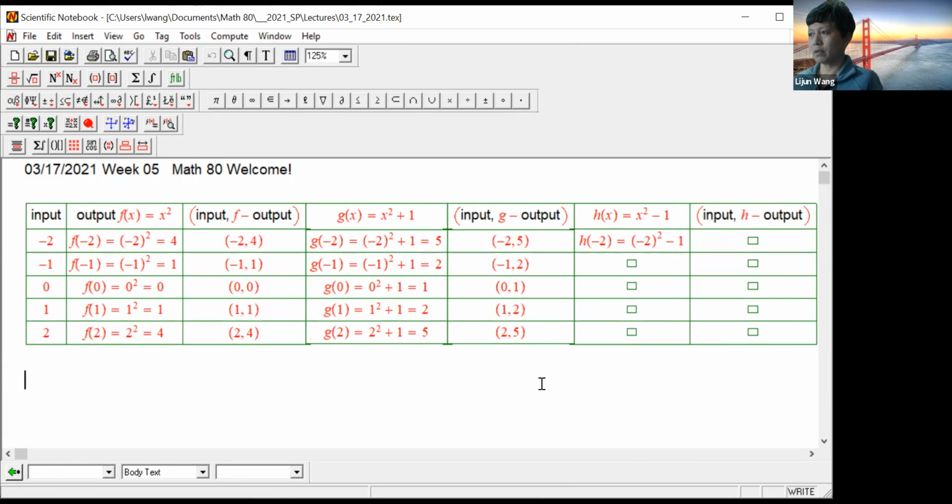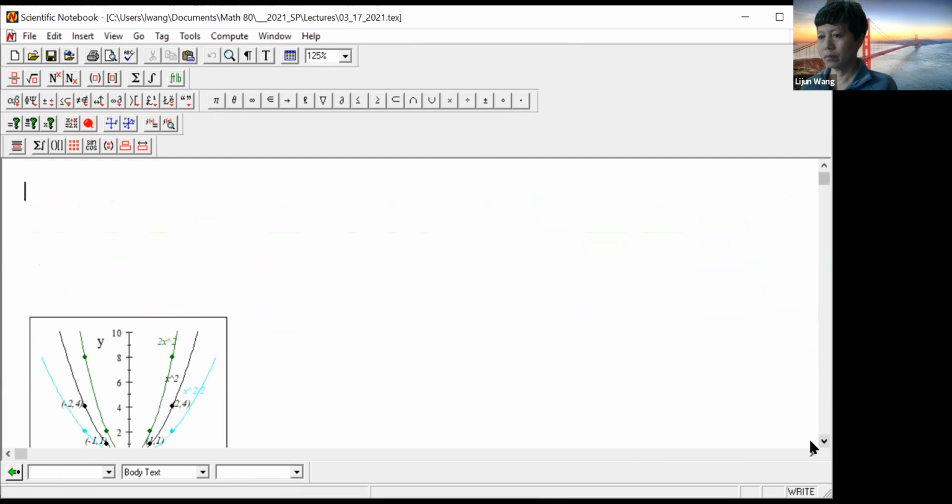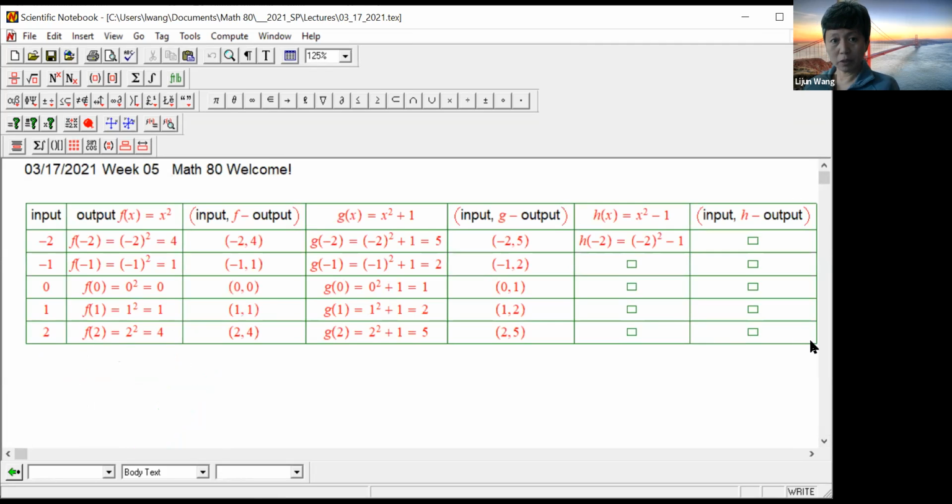And you're going to work it out for H. You guys have the table in front. Did you write down the table and are you working on it? Please do.